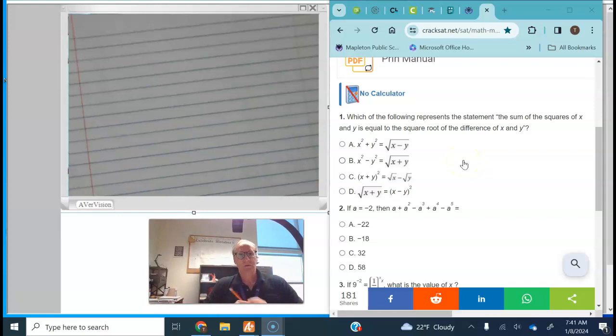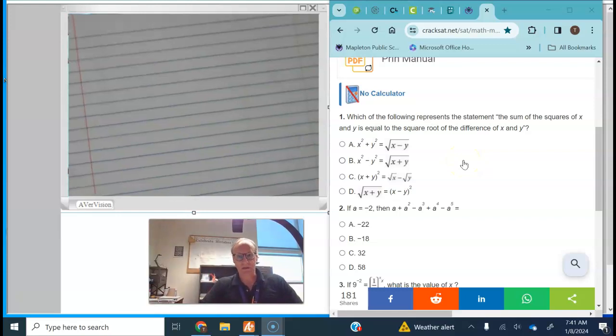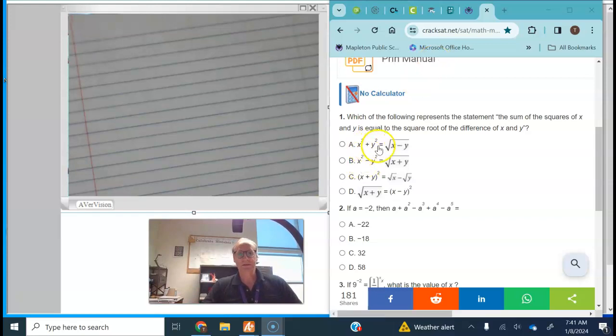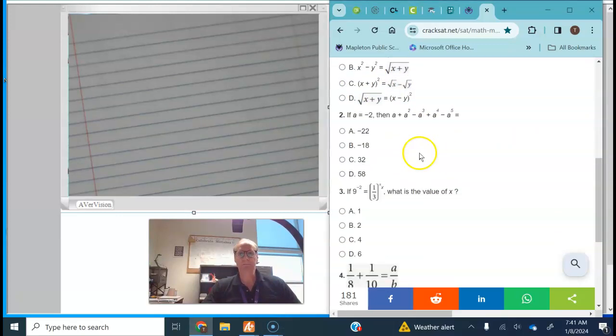It says, which of the following represents the statement: the sum of the squares. Well, this is a sum of squares. This is not. This is a sum of x and y squared, which is different. It looks like it's A already, and it says y is equal to the square root of the difference. When you take a difference, you subtract x minus y. It is definitely A, and I'm done with number 1.